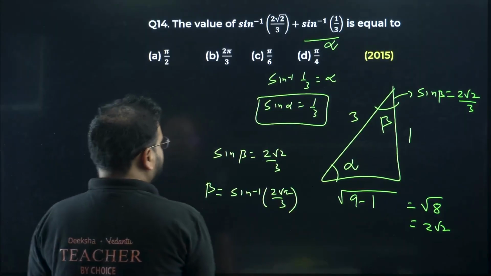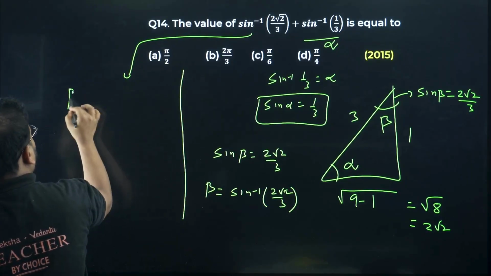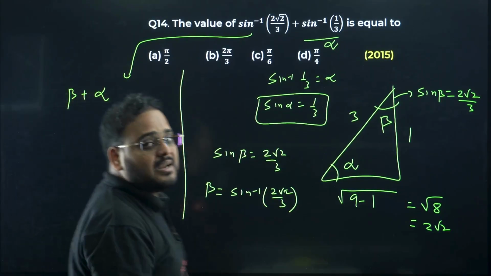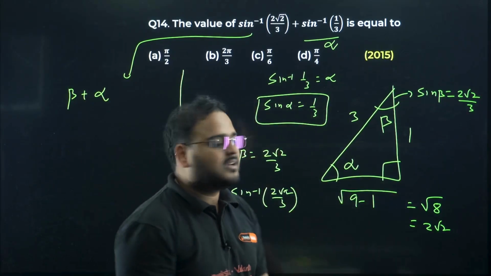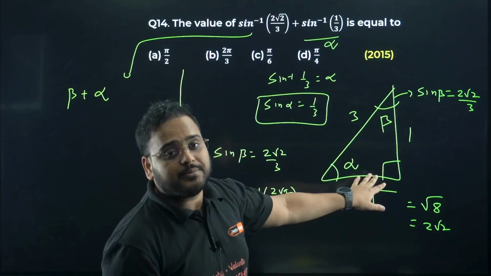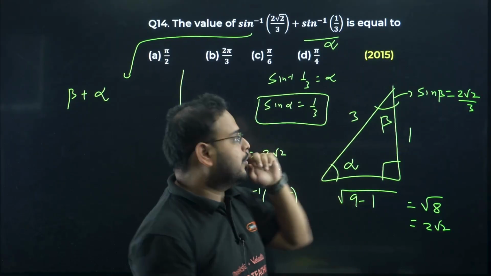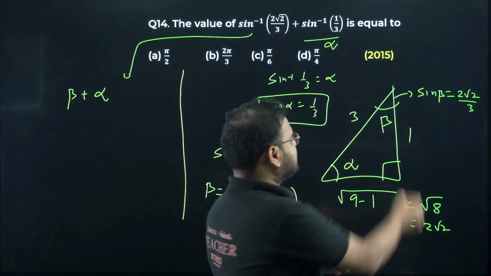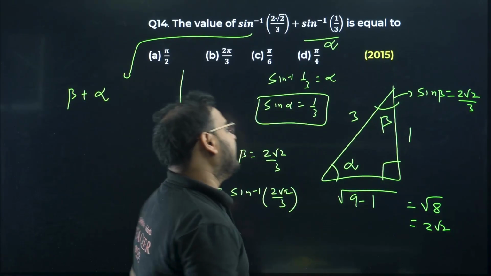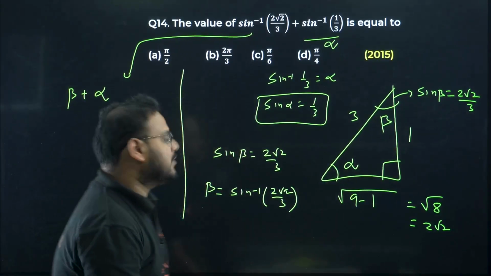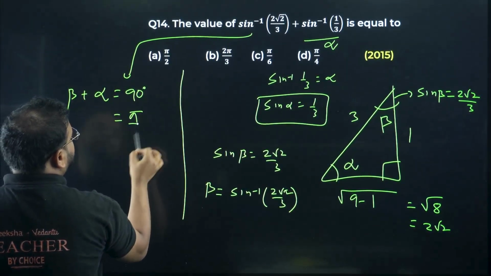What are they asking basically from here? Beta plus alpha. This is a right angle triangle. Why, sir? Because the trigonometric ratios are valid here. This property of trigonometric ratios is true only for a right angle triangle. And we even used the Pythagoras theorem to get the value of 2 root 2. So this is a 90-degree angle. It means the sum of the angles beta plus alpha will be pi by 2.